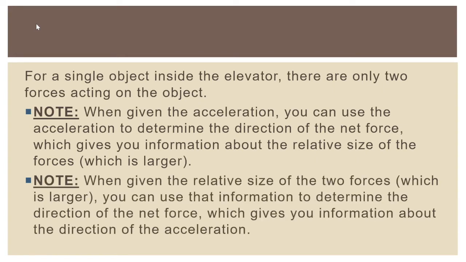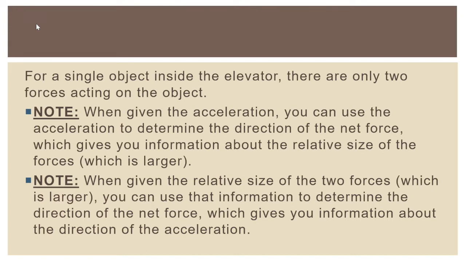When given the relative size of the two forces, so if they don't tell you the direction of the acceleration but they just tell you how big each force is, you can use that information to determine the direction of the net force, because the net force is going to be in the direction of the bigger force, which gives you information about the direction of the acceleration. So if the upward force is bigger than the downward force, then you say, well, the F net is up. And if the F net is up, then the acceleration is up. And that really is what your explanations are going to look like, by the way.